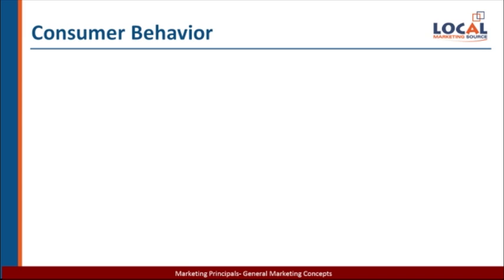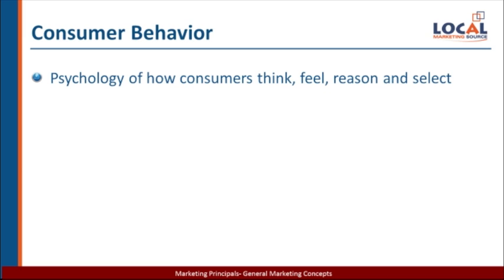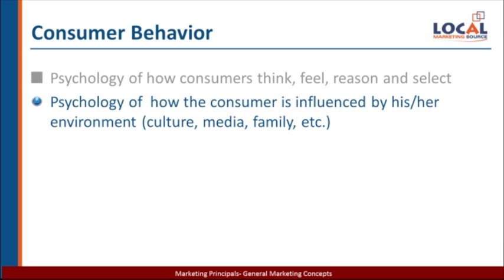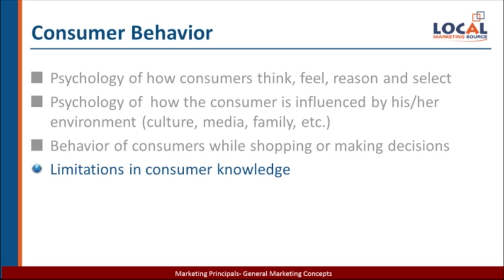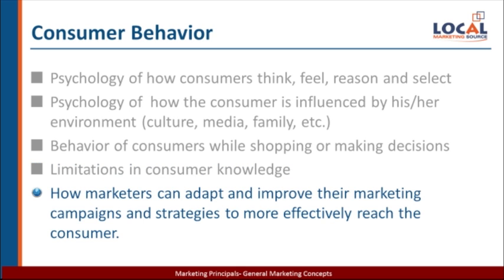Now, the study of consumers and customers helps marketers improve their marketing strategies by understanding certain issues such as the psychology of how a consumer thinks or feels, their reasons, and how they select different brands, services, or products. Or perhaps the psychology of how consumers are influenced by their environment, like their culture, their family, different signs, or the media. Or maybe the behavior of consumers while shopping or making other marketing decisions. Perhaps the limitations of consumer knowledge, or the information processing ability and the influence on decisions and the marketing outcome. Or finally, how marketers can adapt and improve their marketing campaigns and marketing strategies to be more effective and more effectively reach the consumer.